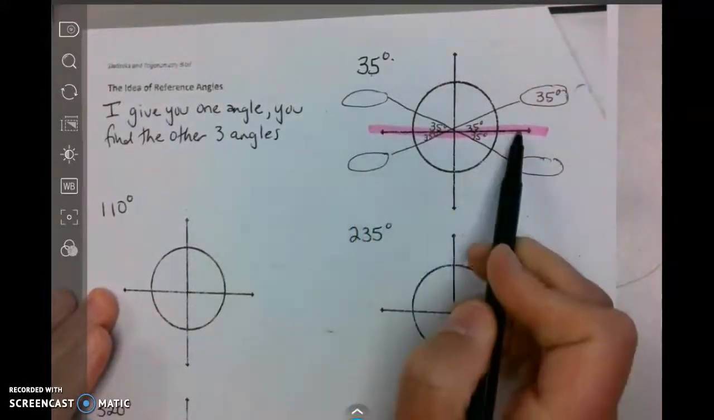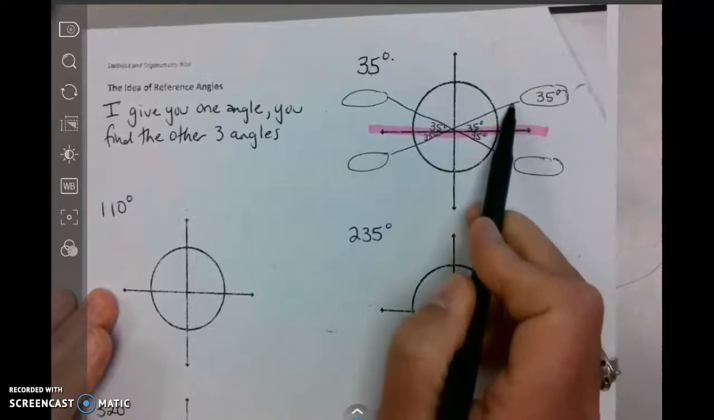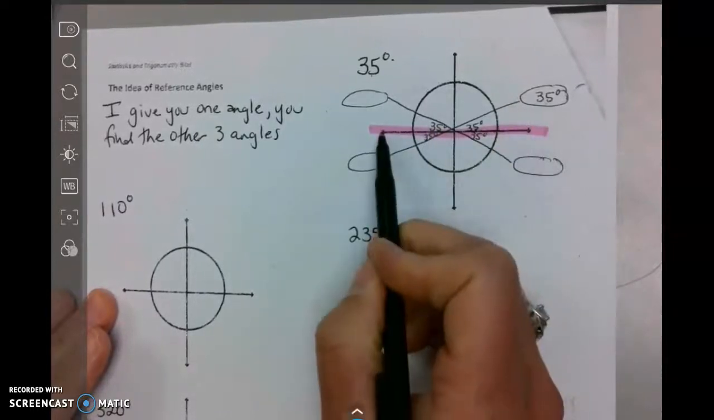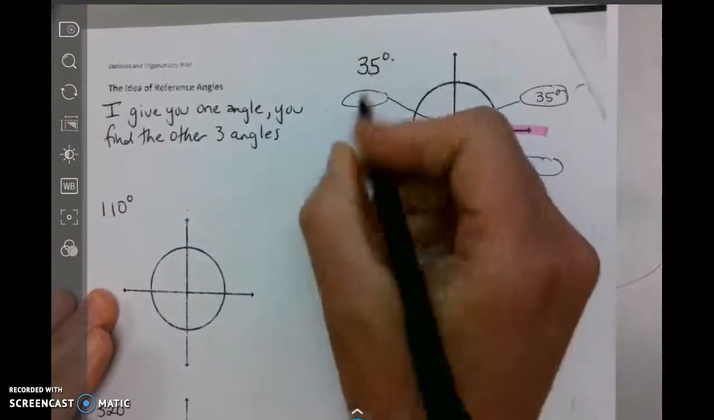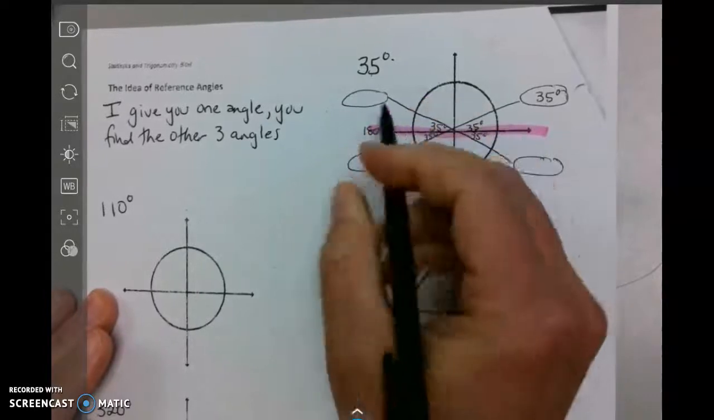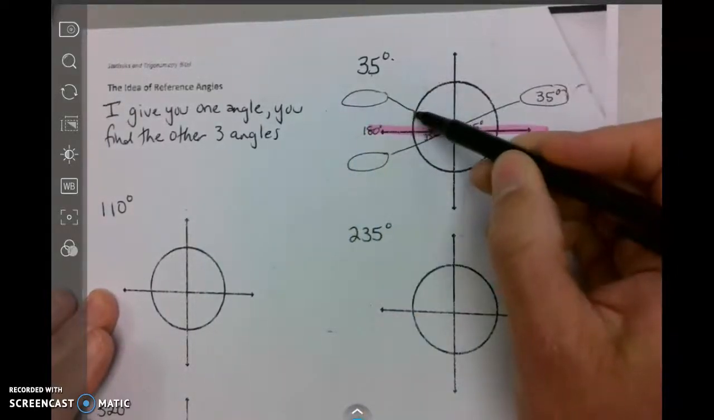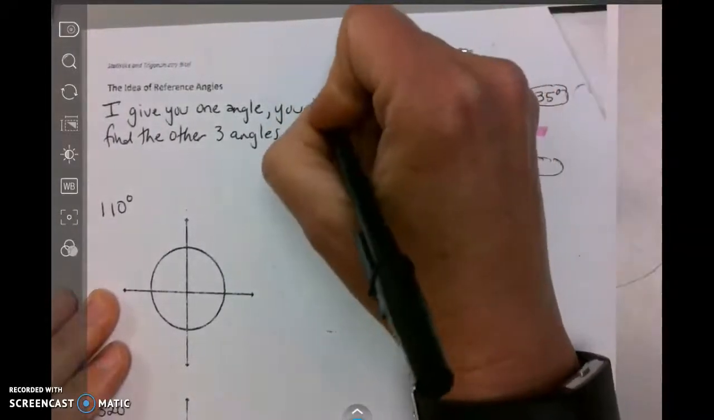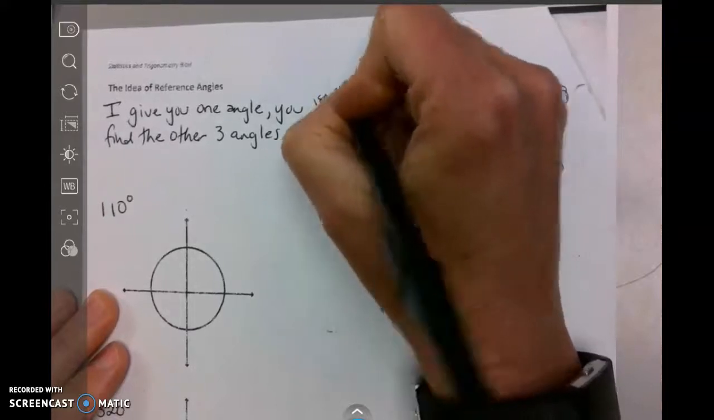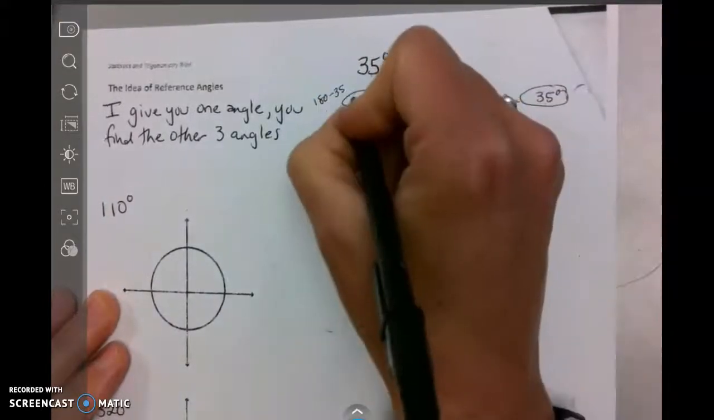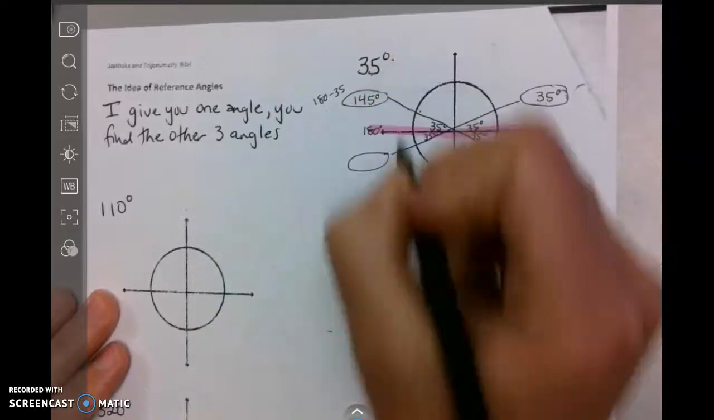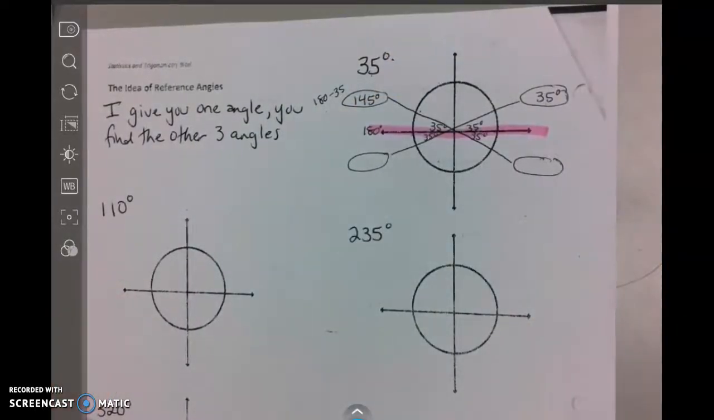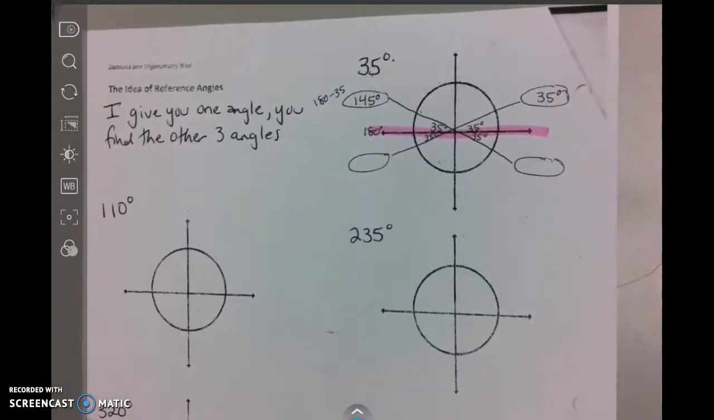Well, we know that this is 0, so 35 degrees from the horizontal gives me 35 degrees. I know that this right here is 180, and I'm 35 degrees up from that horizontal, so in my calculator I put 180 minus 35, and I will get 145 degrees.